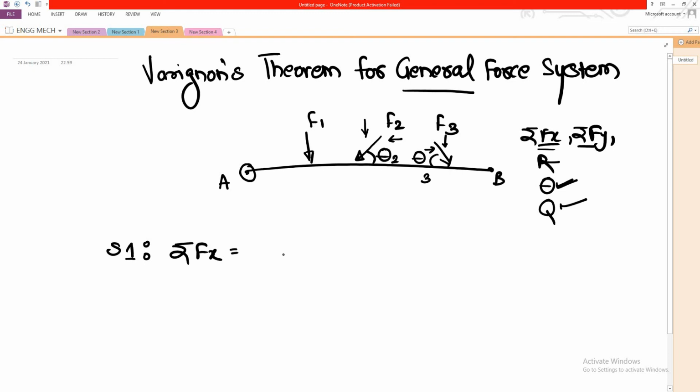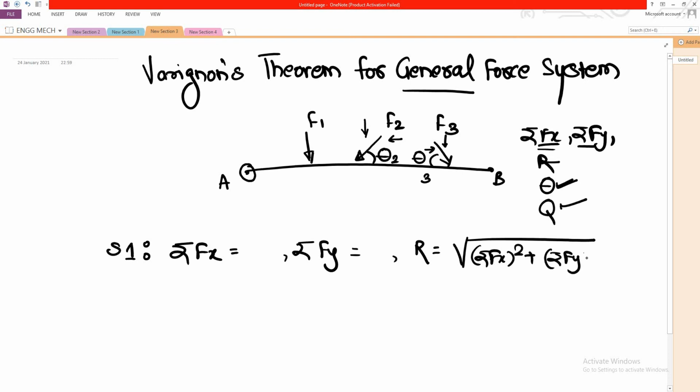Therefore we will be calculating the value of summation Fx, then we will calculate the value of summation Fy, and after summation Fx and Fy we will be calculating the value of resultant by using the formula, square root of summation Fx square plus summation Fy square, like this. Now after the magnitude of the resultant is determined, we will be calculating the value of theta. And how do we calculate the inclination of resultant with respect to x-axis? The formula is theta equal to tan inverse of, remember, summation Fy divided by summation Fx.